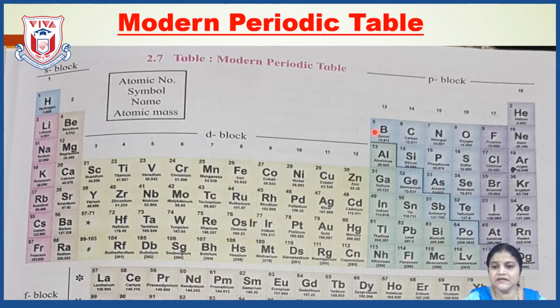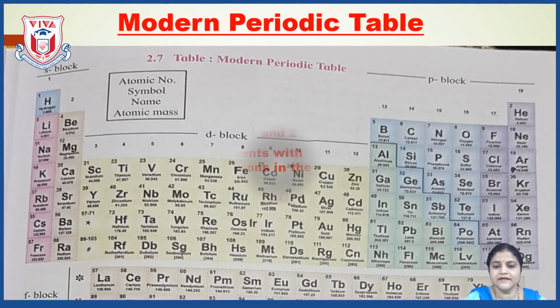Here if you see in the P block, from 13 to 17, the number of electrons in the outermost shell will be 3, 4, 5, 6 and 7. And in the last one, it will have 8 electrons. Okay, is it understood? This was regarding the S and P block. Both of them are said to be normal elements except group 0.